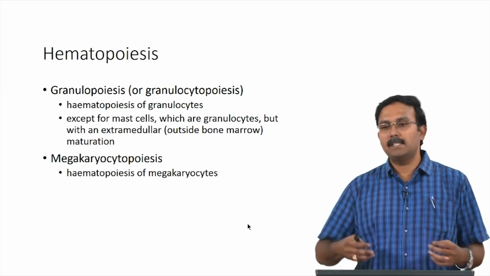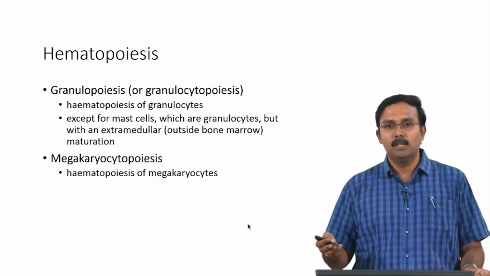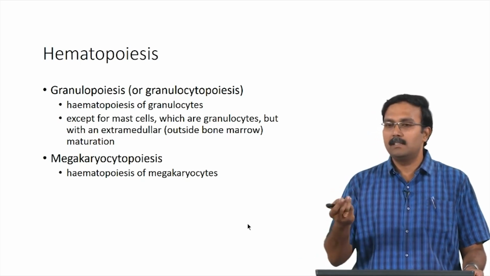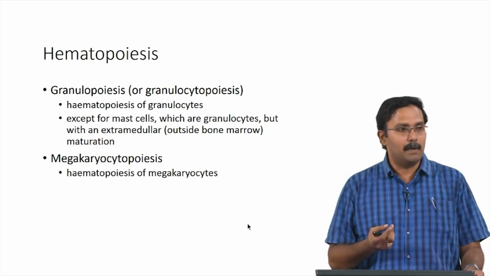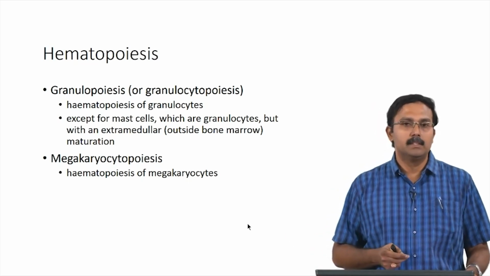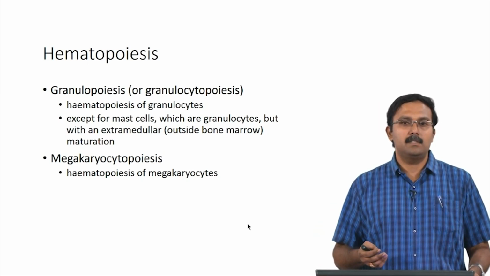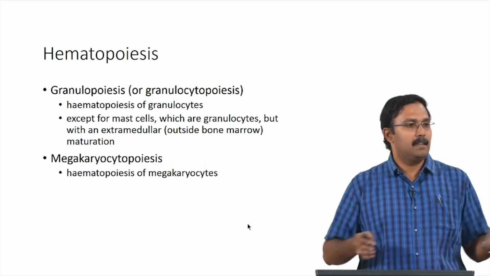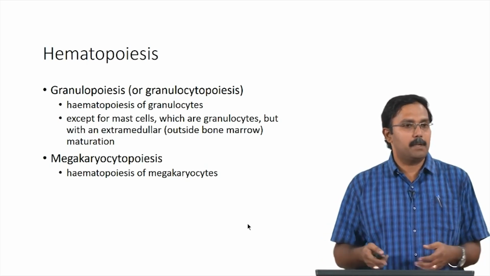The differentiation happens outside the bone marrow, which is called extramedullary maturation. Medulla is the technical term for the bone marrow, so it is extramedullary maturation. Megakaryocytopoiesis is the hematopoiesis of megakaryocytes. So, this is the general hematopoiesis process.